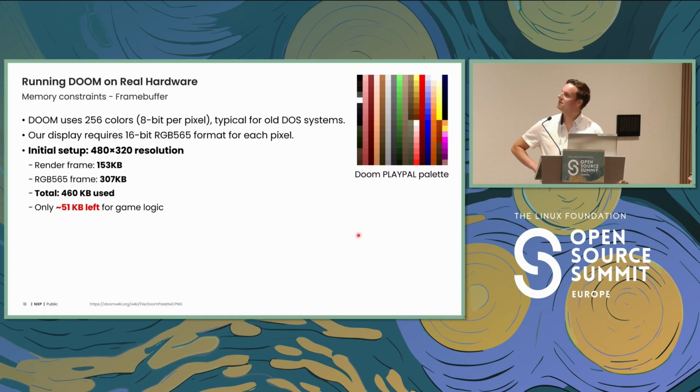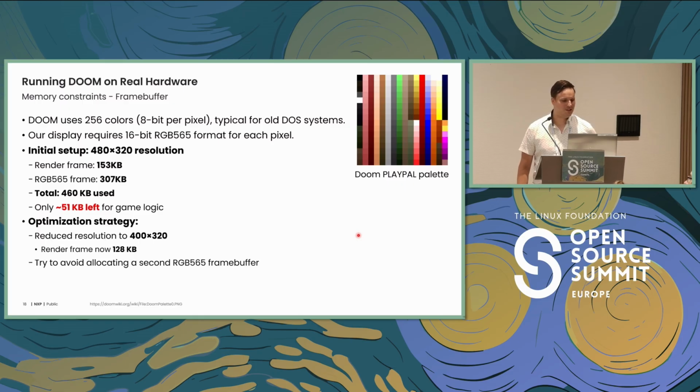Doom uses indexed colors, and back in the day DOS also had support for that. We had this color palette, we could load the palette, and the VGA subsystem can work with that. The display I'm using is RGB 565, so we need 16-bit colors, and that display is 480 by 320. So I have my frame buffer, 150 kilobytes, the expanded frame, double buffering. I only had 51 kilobytes left for Doom. So yeah, that was a bit of a challenge.